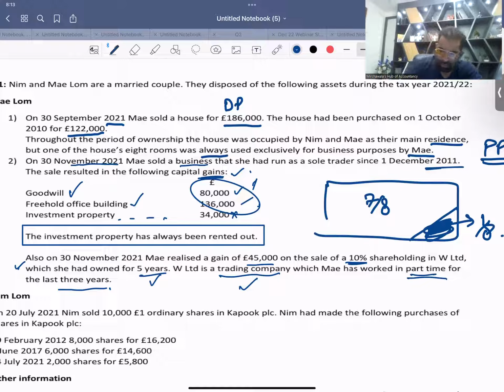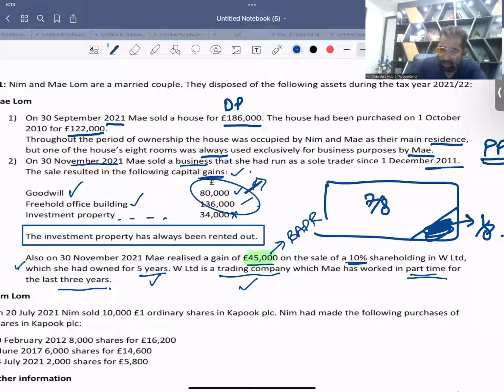So yes, this 45,000 gain will also qualify for BADR. This 45,000 will qualify for BADR through the shares route. Hope you remember, use your brain. Through the shares route this will be qualified, and this will be qualified through running the business. One student is asking, investment property will be normal gain. Yes, it's a normal gain.